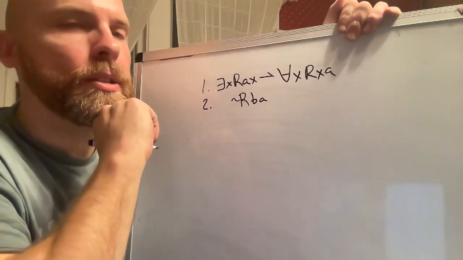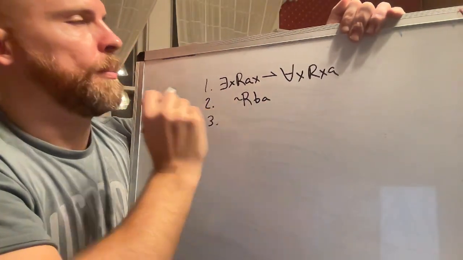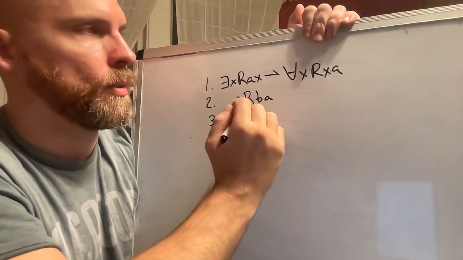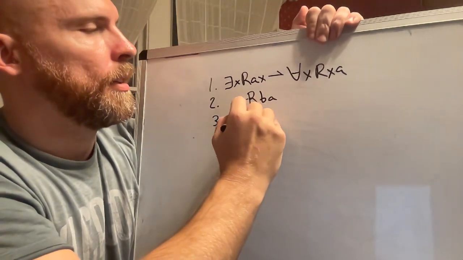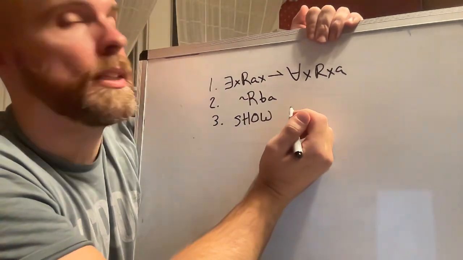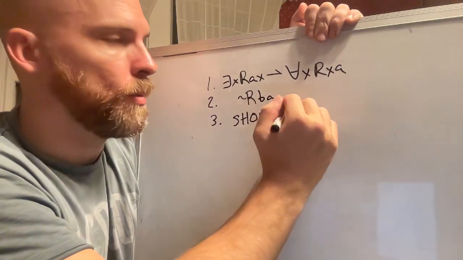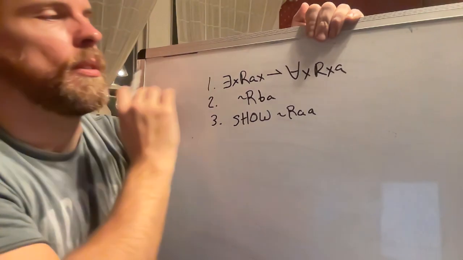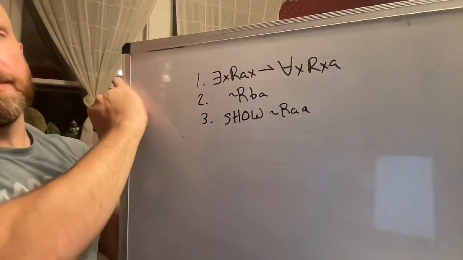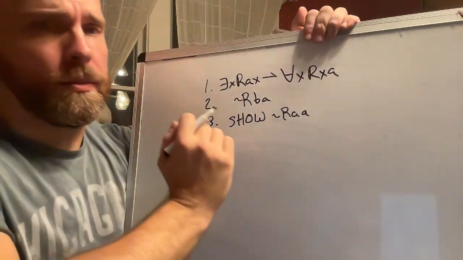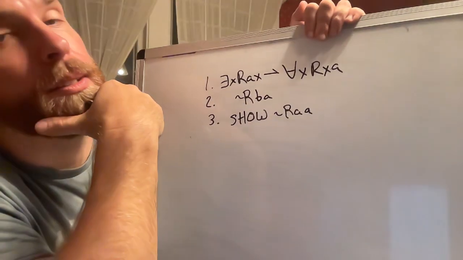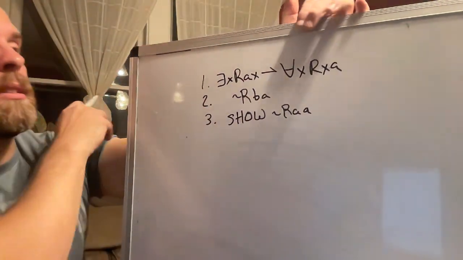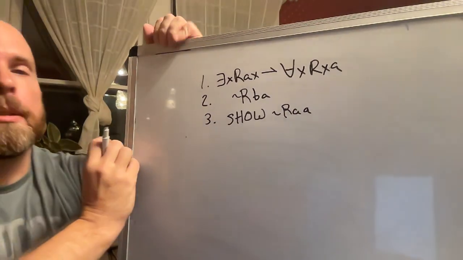So what I've got here, two premises. If A is related to something, then everything is related to A. I've got not B being related to A, and what I want to do is show that it's not the case that A is related to A. Okay, so how do I do this? Well, first, because it's not clear how, I'm just going to fiddle around with the premises. I'm going to have to do something a little clever.